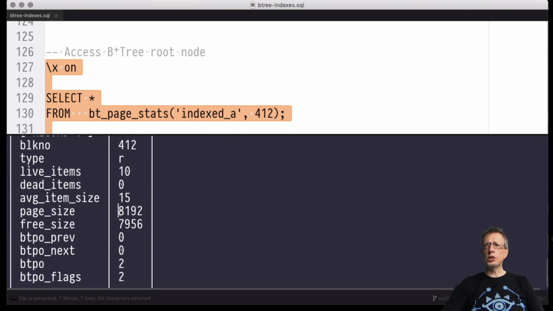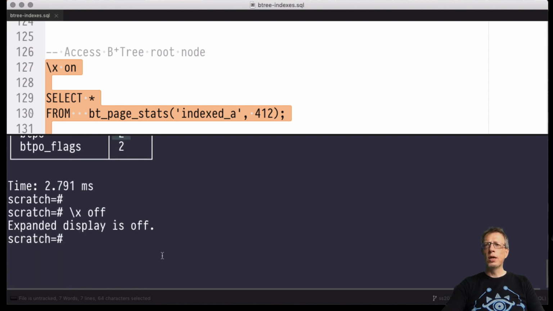The root node page itself is 8 kilobytes large, as we've already found. It has no previous and no next nodes on its level. Well, that's no surprise because this is the root node. It's really special. There is no other root node. Okay. Everything else is expected. BTPO is indeed the level of the node. Again, it's at level 2. We knew that already. So, all right.